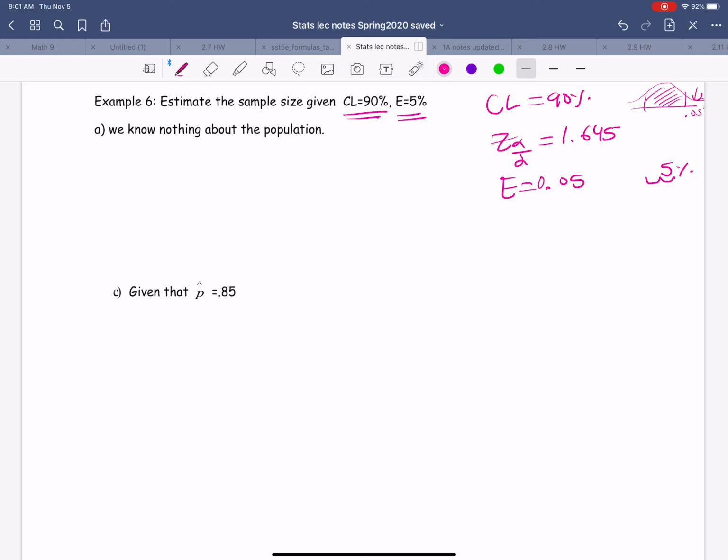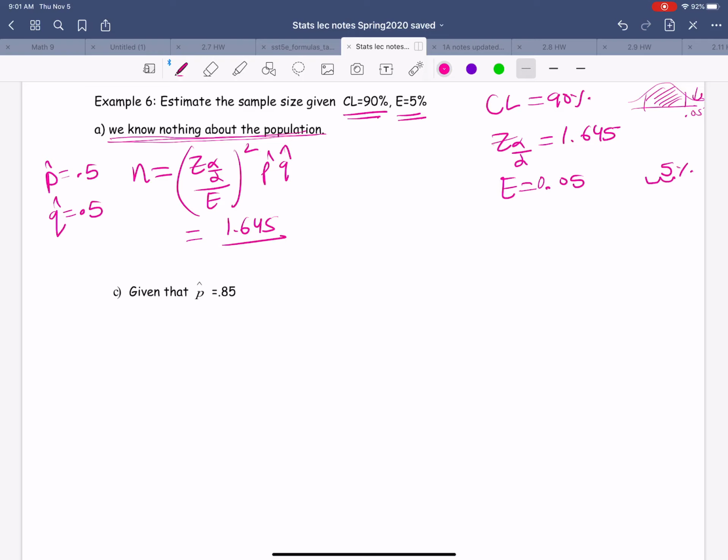Now, to estimate the sample size, in the first part, which says we know nothing about the population, we don't really know p hat, q hat, or pq from previous studies. That means we're just going to assume p hat is 0.5 and q hat is 0.5. n is equal to (z alpha over 2 divided by E) squared times p hat q hat. Now, z alpha over 2 is 1.645. Margin of error is 0.05.